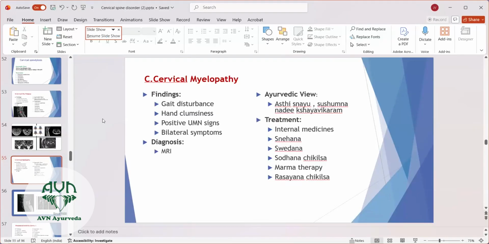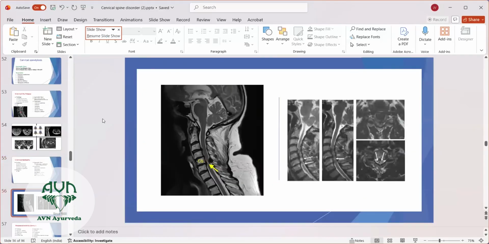The seven Marmas are also stimulated in such condition. Shodhana Chikitsas like Shashtika Pindasweda are very effective according to the condition of the patient. Along with Marma therapy, whole Marma stimulation we are doing. After that, we will give the Rasayana Chikitsa. Here you can see the cord delamination in myelopathy. The disc has degenerated and the spinal cord is also degenerated here.